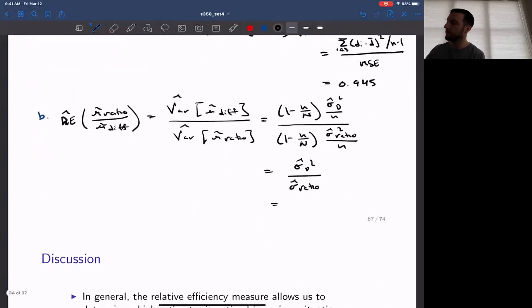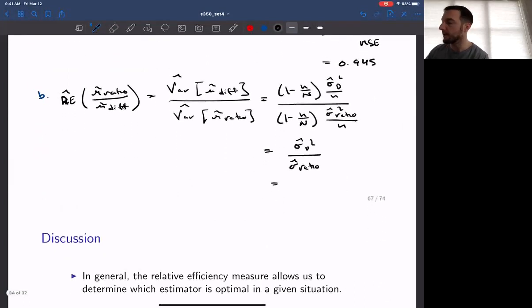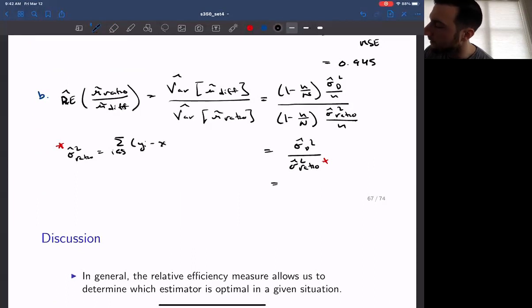And now the only thing that's kind of a pain that we don't directly have on the slide is the value of sigma squared ratio. So we need to work this term out. All right. So this term here, which is sigma squared hat ratio, is going to be the sum across i in S of the y_i minus theta hat x_i squared, divided by n minus 1.